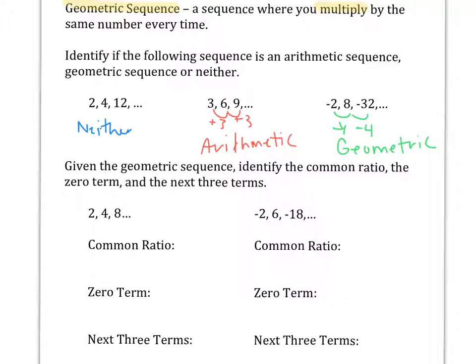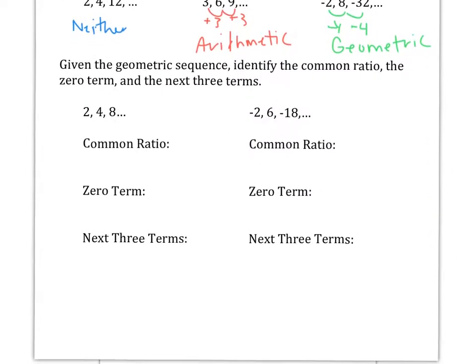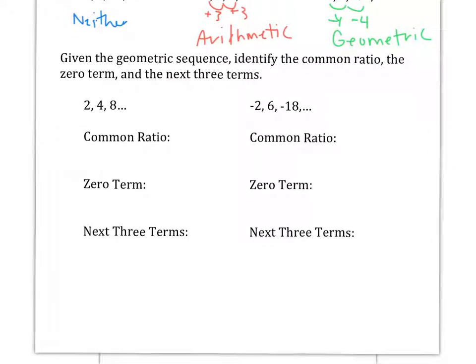Okay, let's move on. Given the geometric sequence, identify the common ratio, the zero term, and the next three terms. The common ratio here is what we are multiplying by between each number. So what is the pattern? That's called the common ratio. Similar to the common difference of an arithmetic sequence, this is now the common ratio. So between 2 to 4 and then 8, we are multiplying by 2 each time. So my common ratio is 2.